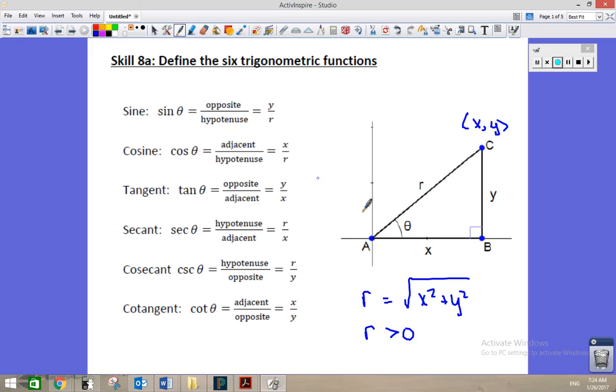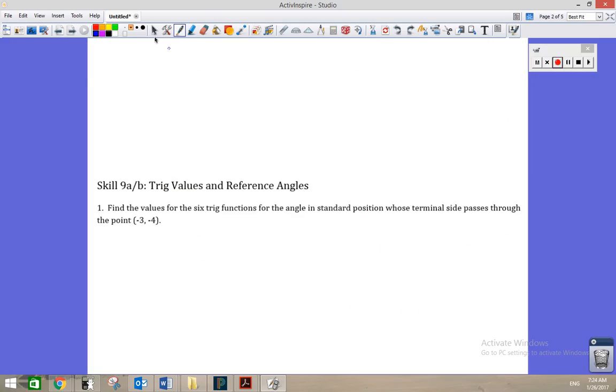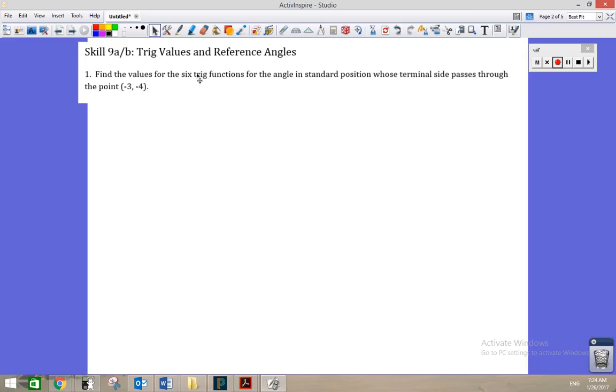We'll talk about reference angles in this skill packet 9 as well, just not right at this moment for this homework, but I am going to refer to this diagram as I go through and do the first 4 problems here in this video. So they want me to find the 6 trig values for a point that's in quadrant 3.